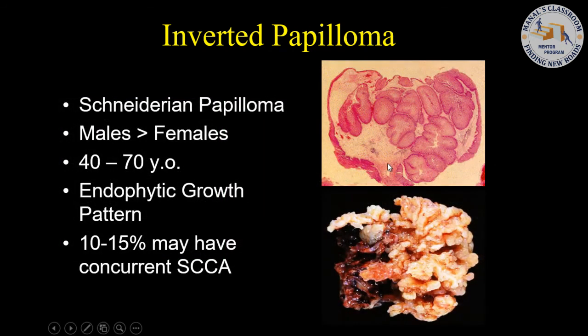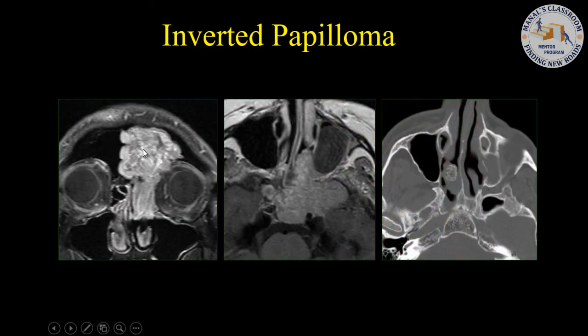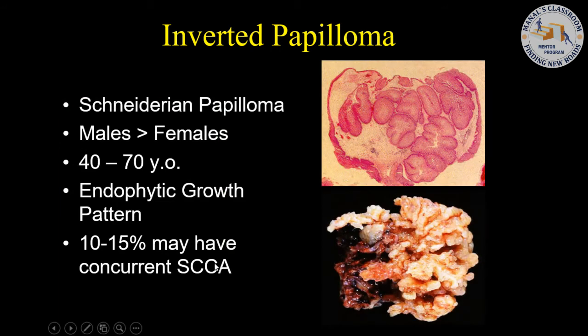So inverted papillomas are a little bit more common in males than females and have an endophytic growth pattern, and this is a pathologic specimen of an inverted papilloma. When you look at this, you can see all these fronds. It almost looks like cauliflower. And when we go back and look at this study, you can see why this has a morphologic pattern to it. So inverted papillomas are benign lesions, but however, about 10 to 15% may have some type of underlying squamous cell carcinoma.